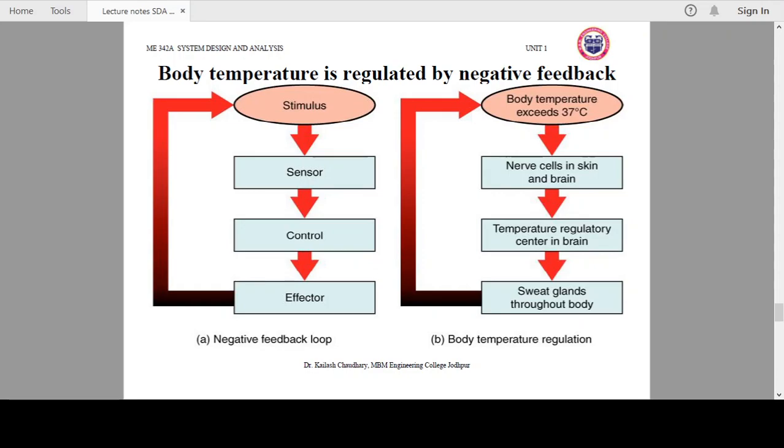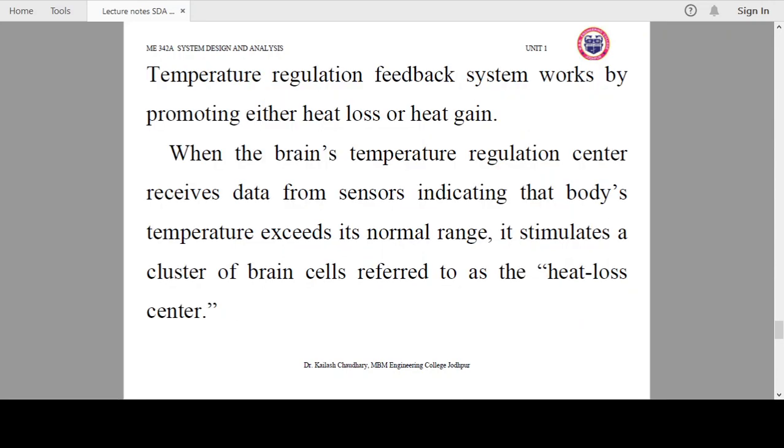You can see in the diagram on the right side, if your body temperature exceeds 37 degrees, nerve cells in the skin and brain give a signal to the brain. Then there is a temperature regulatory center in the brain, and we start sweating. If the temperature around us changes, then accordingly our body changes its system to adapt to the changing temperature outside.